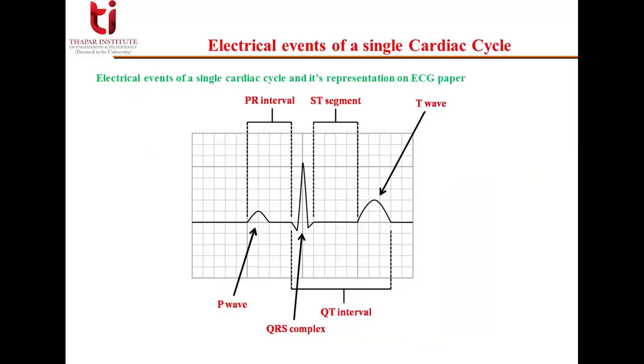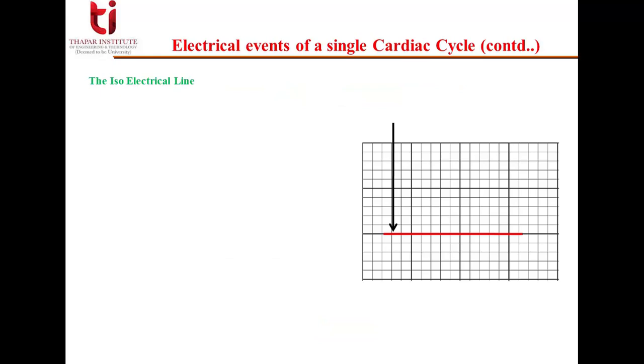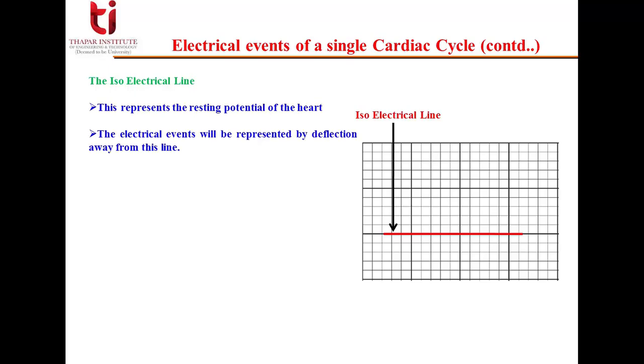Now this is a representation of the electrical events of a single cardiac cycle on an ECG paper. We will discuss each part in detail in the coming slides. Starting with the isoelectric line, this represents the resting potential of the heart. The electrical events will be represented by deflection away from this line.